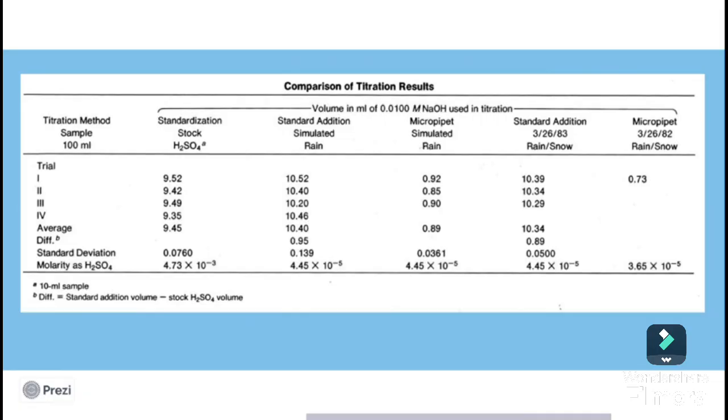In the real samples, the difference between the methods was approximately 15 to 20%, which is reasonable since environmental samples may contain basic substances such as dust that can affect the acidity. In one of the cases, a negative value was even obtained, indicating that the sample contained more basic substances than acidic ones.